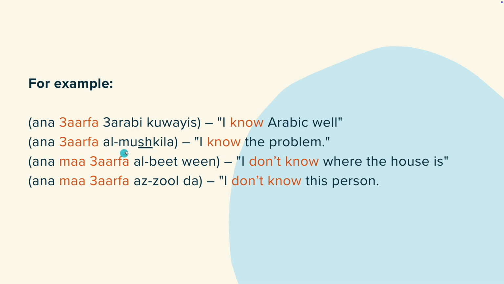And if you're a female and want to say I don't know where the house is, just say أنا ما عارفة البيت وين. And if you're a female and want to say I don't know this person, just say أنا ما عارفة الزول ده.